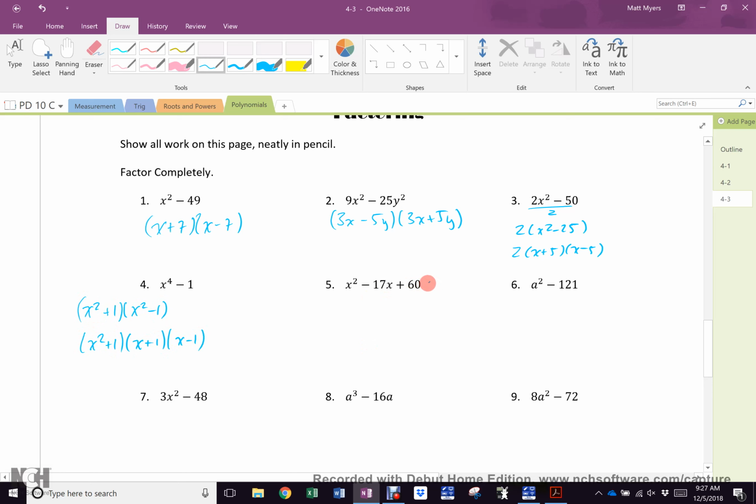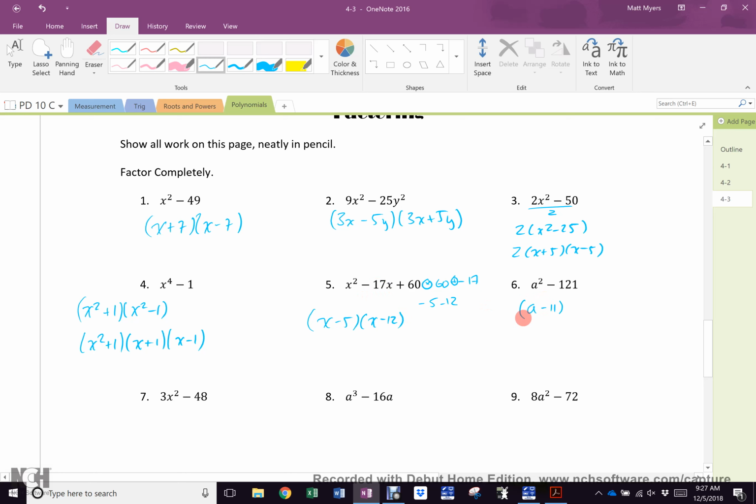This one, multiply to what? 60. Add to what? Negative 17. What is it? Negative 5 and negative 12. x minus 5, x minus 12. This one. I did x minus 3 and x minus 20. No, because minus 3 minus 20 would be negative 23. 6.